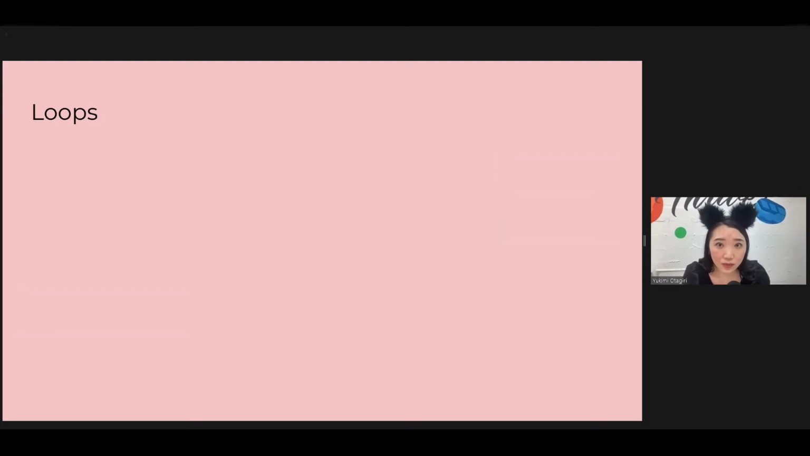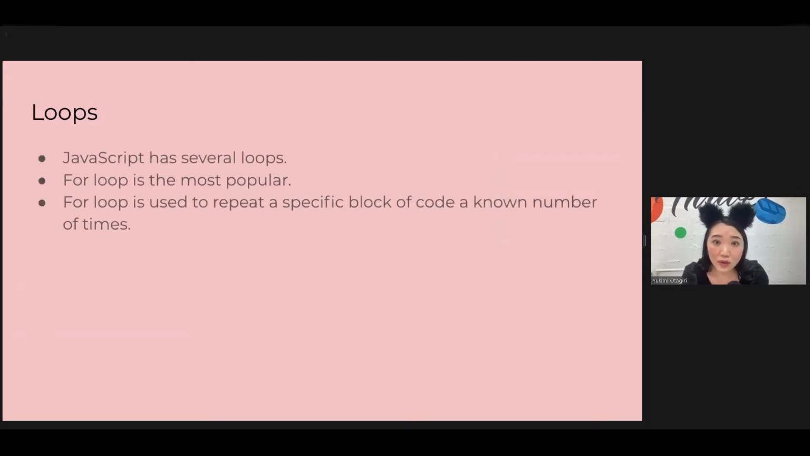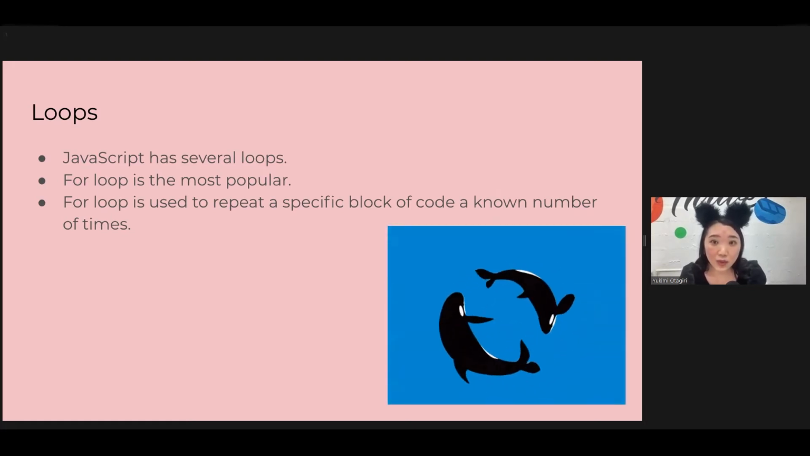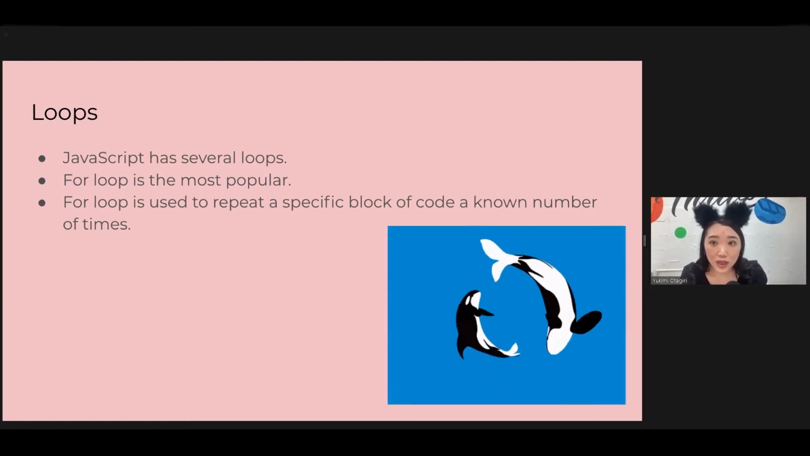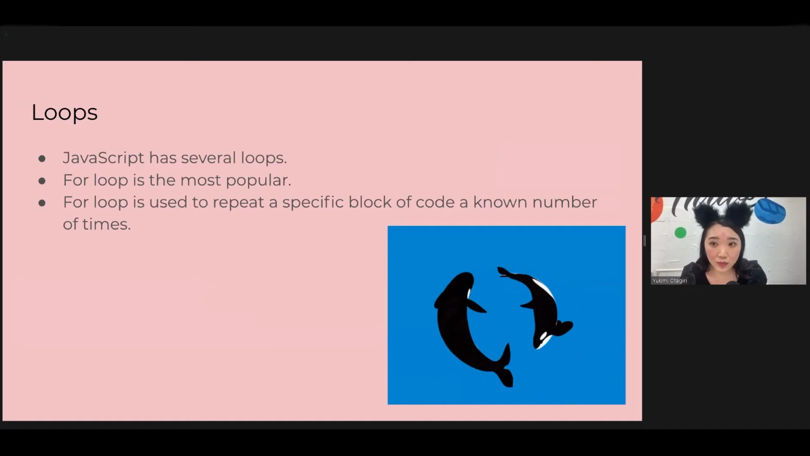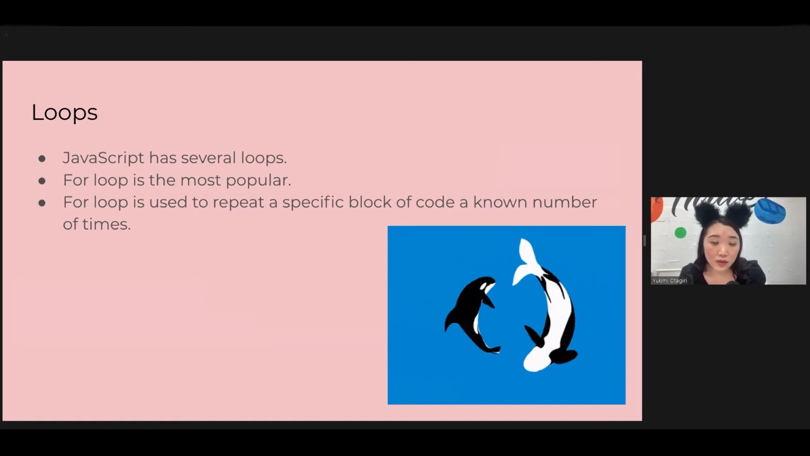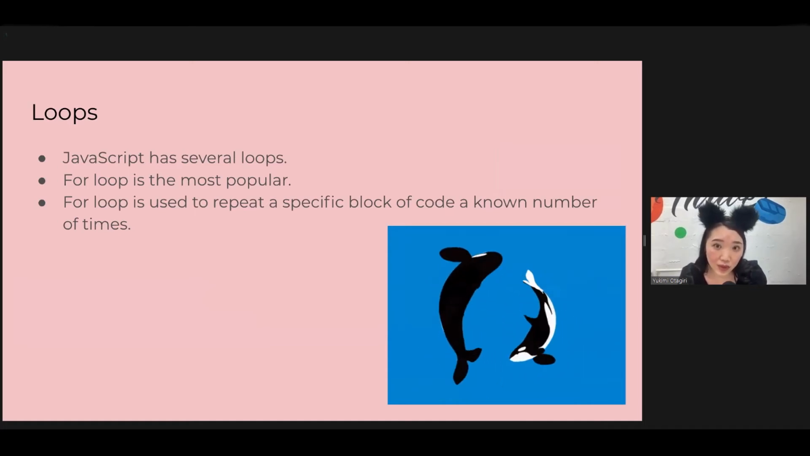Okay, what are loops? JavaScript has several loops. The for loop is the most popular one. A for loop is used to repeat a specific block of code a known number of times. But we are not sure how many boxes are nested, so we don't know how many times we can loop. So a for loop is not the best choice for approaching this issue.